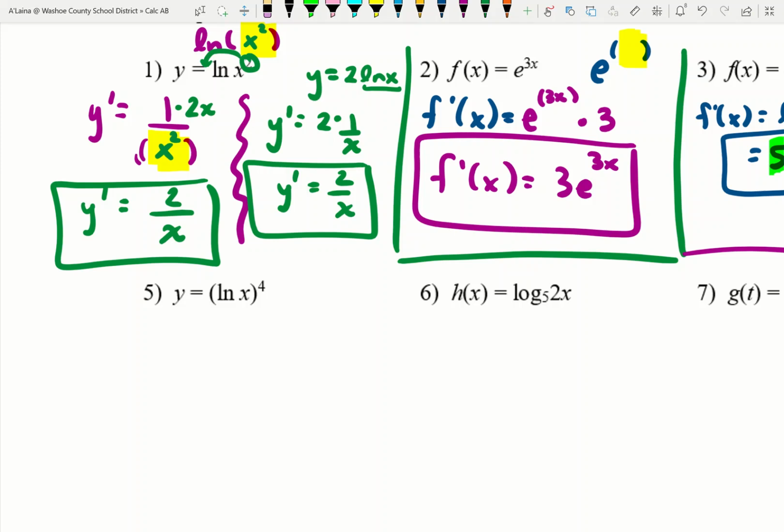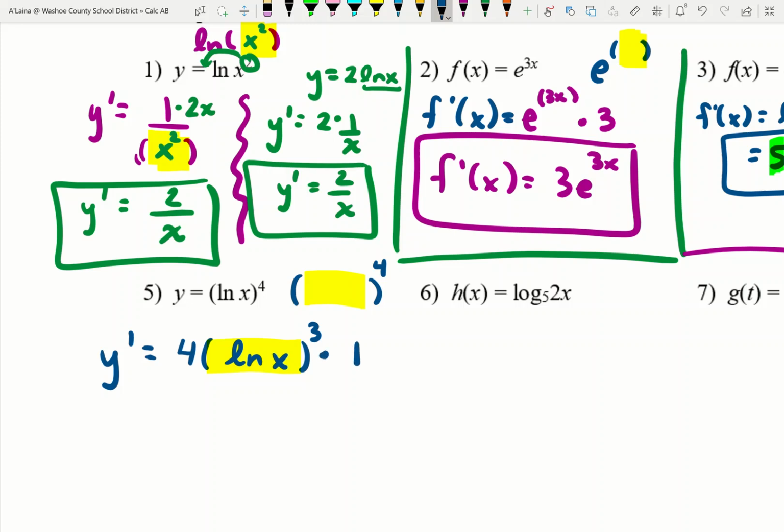We do want to think about this as chain rule. This is something to the 4th power as the outer function. So for the derivative here, I'm going to do the power rule, and you want to keep this evaluated at the original inner function, and times the chain rule.